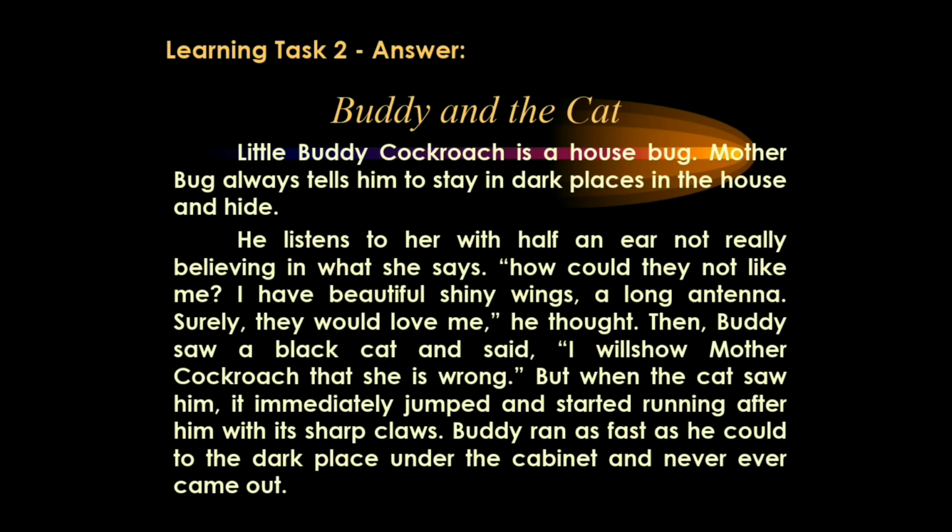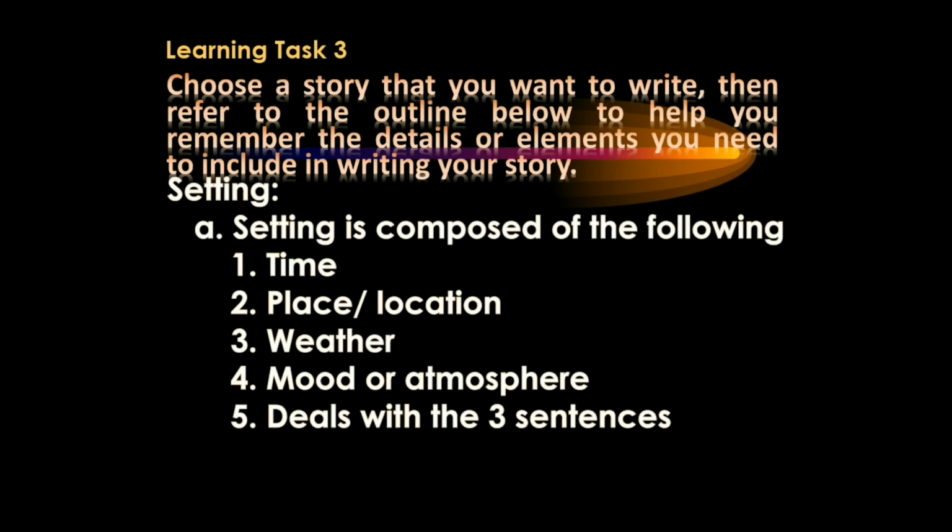Well, that's good to hear. So this time, you will do another task. You're going to choose a story that you want to write, then refer to the outline below on the screen to help you remember the details or elements you need to include in writing your story. For this one, we have setting. So the setting should be composed of the time, the place, the location, the weather, the mood or the atmosphere, and it should deal with 3 sentences.